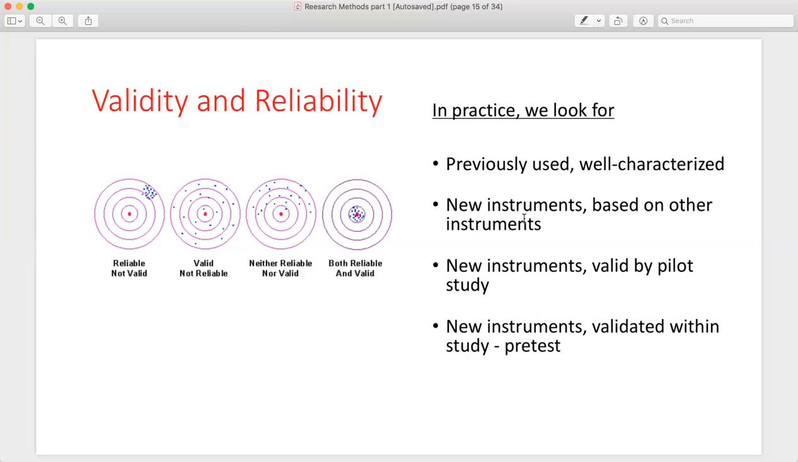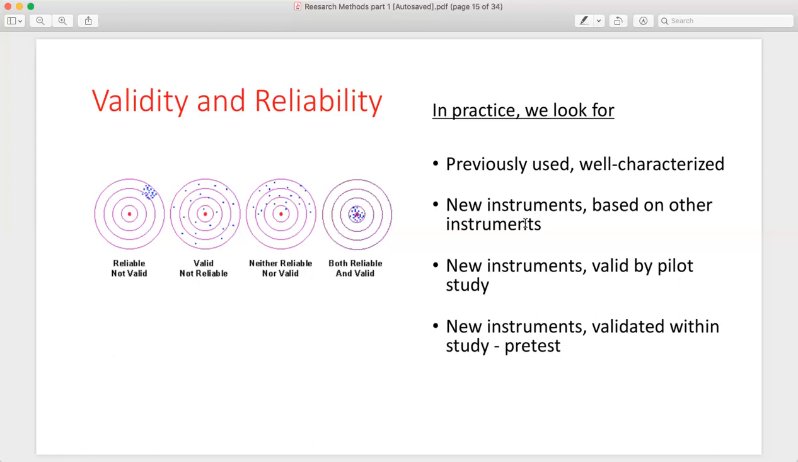When we use new instruments based on other instruments, what we do many of the times is, there is a valid questionnaire or instrument that has been validated in a different population. Recently, we used a cancer stigma scale, and it has been validated in the Japanese population, Chinese population, and British population. So we adopted the same instrument, translated it into Nepali, and used that. So that is also another common practice.